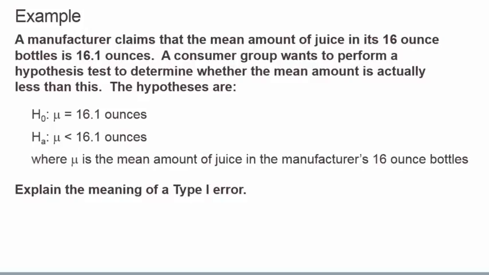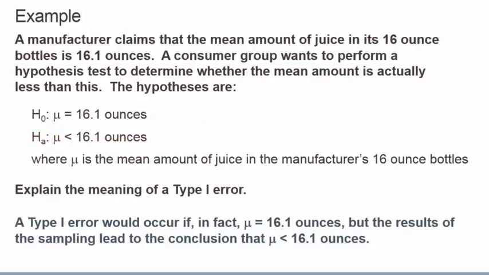For a type 1 error, we reject H sub 0, meaning we think that the mean is less than 16.1 ounces. However, H sub 0 was actually true. A type 1 error would occur if in fact mu equals 16.1 ounces, but the results of the sampling lead to the conclusion that mu is less than 16.1 ounces.